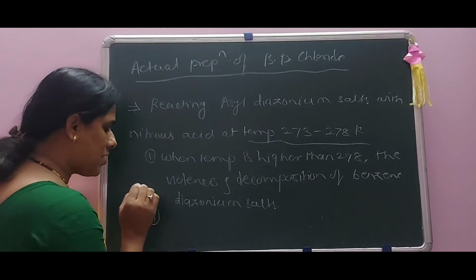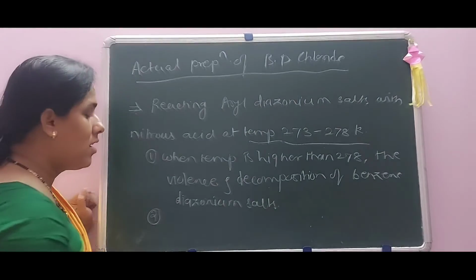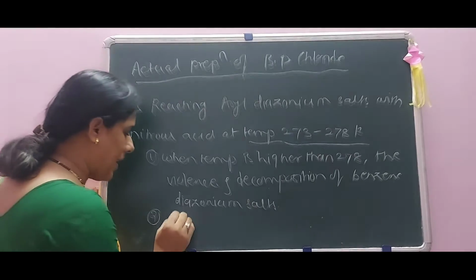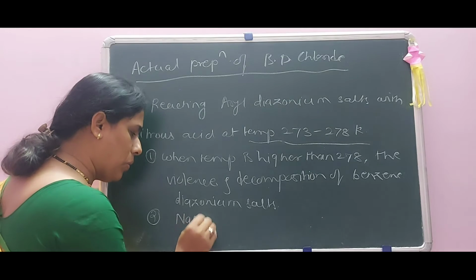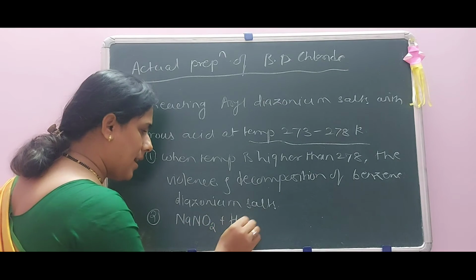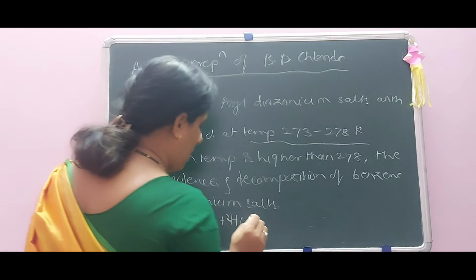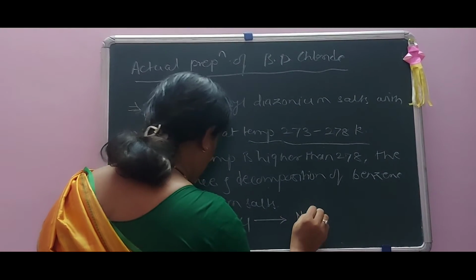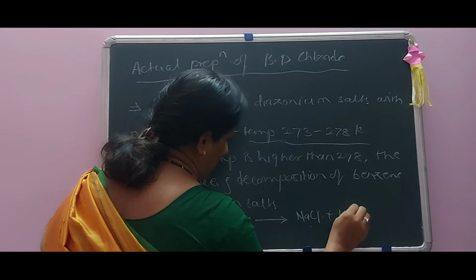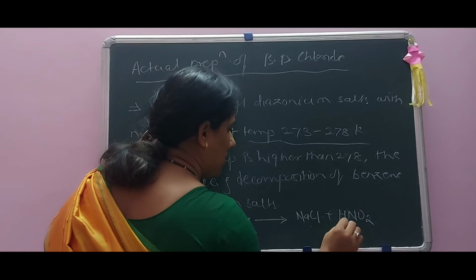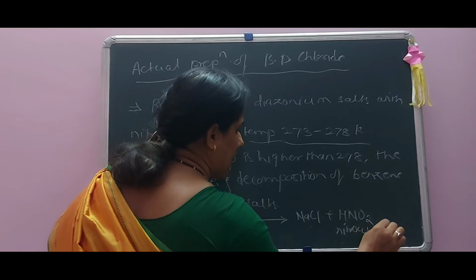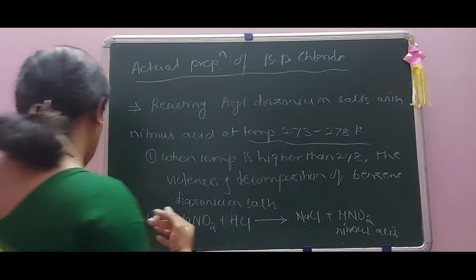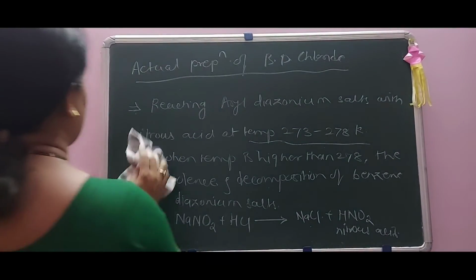Here, the first reaction is the diazotization reaction, the conversion of a primary amino group into an N2Cl group. The reaction is NaNO2 plus HCl, giving NaCl plus HNO2. Now HNO2 is called nitrous acid, which is a source of the nitrosonium cation also.